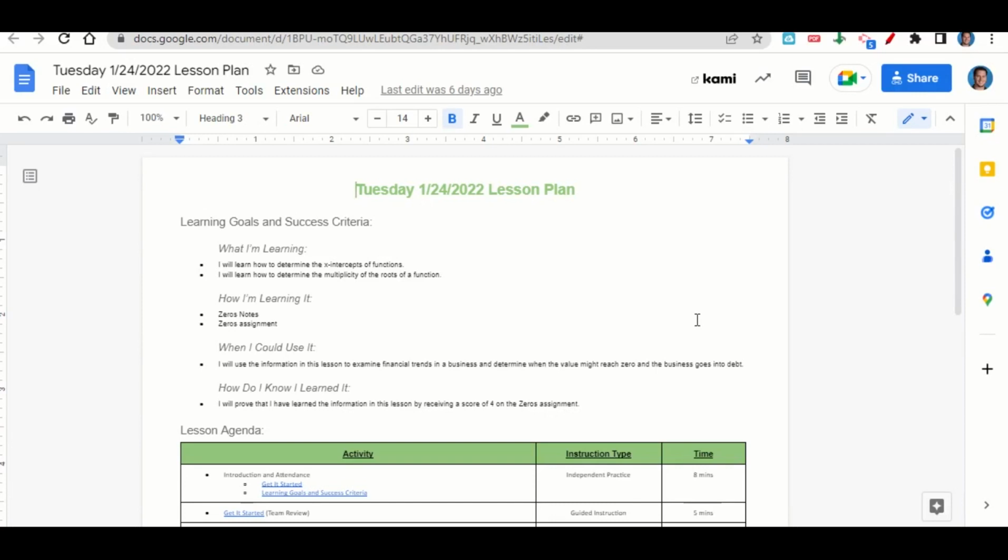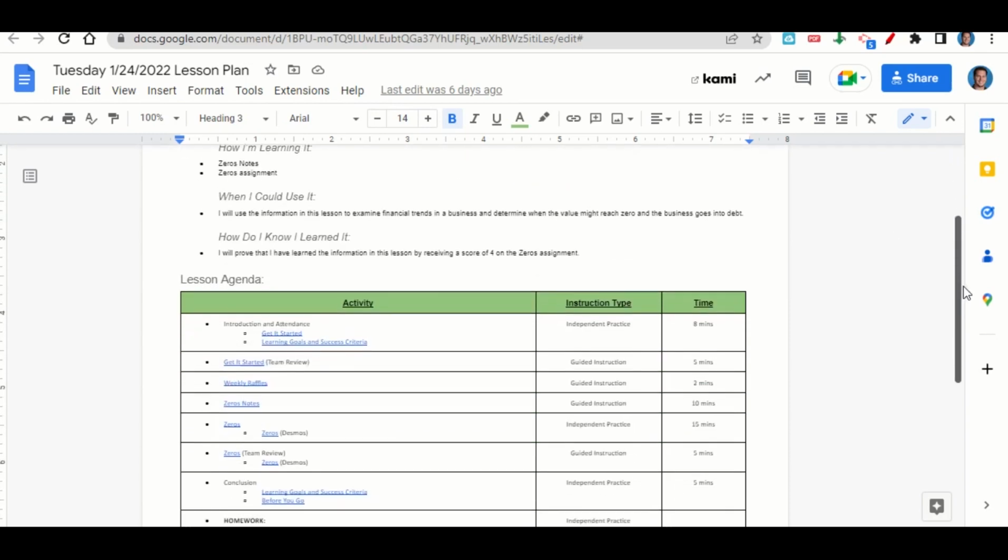First, what are we learning? We're learning how to determine the x-intercepts of functions and determine the multiplicity of the roots of a function. How are we learning it? Through the zeros notes and the zeros assignment. When can we use this information? To examine financial trends in a business and determine when the value might reach zero and the business goes into debt. How do you know you learned it? By getting a score of 4 on the zeros assignment.